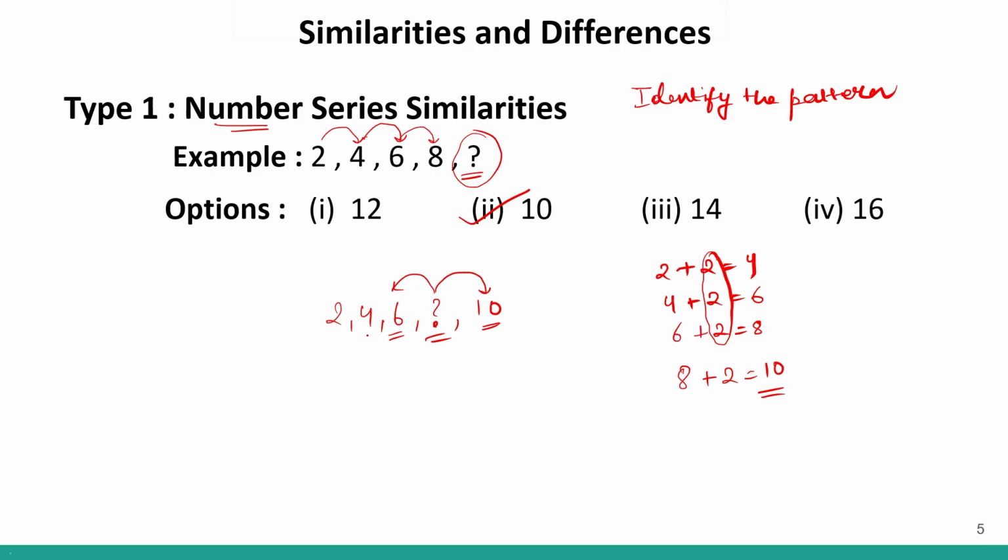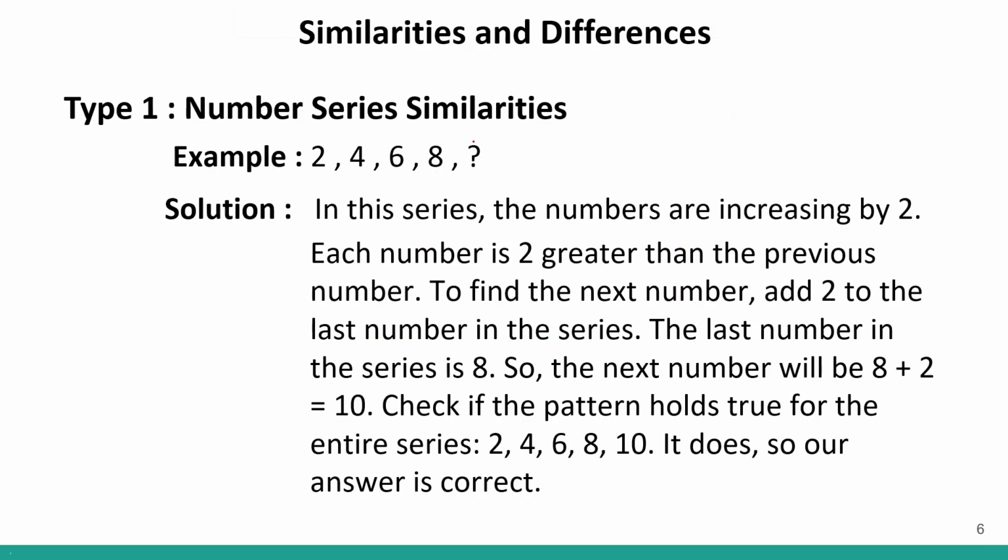Now, the next type of question, over here you can look at the solution. In this series, the numbers are increasing by 2. Each number is 2 greater than the previous number, like we followed. So plus 2, plus 2, plus 2, and plus 2.